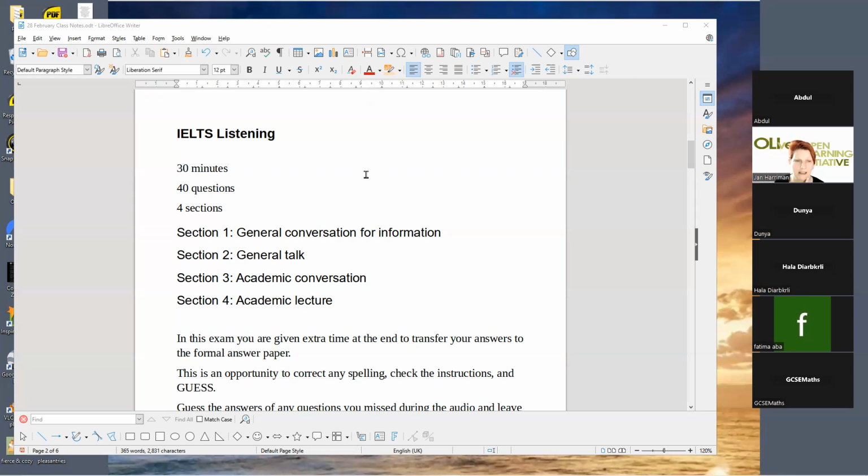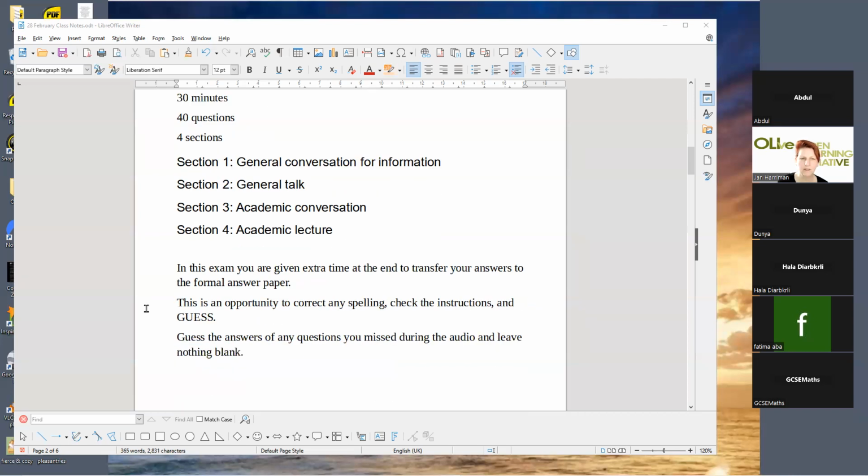The second will be a general talk. So somebody talking about a subject, explaining something like a tour guide. And the third will be an academic conversation. That will usually be a conversation between students or between students and a lecturer. And then the fourth will be an academic lecture. Yes, that's the hardest part.